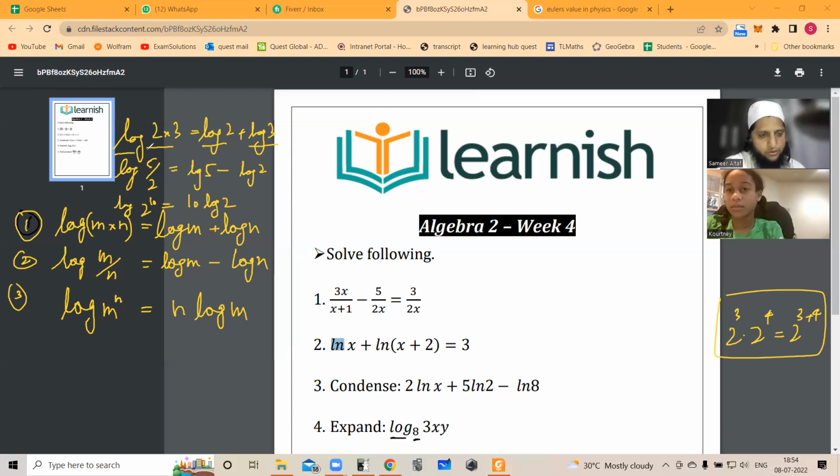The bases will be the same, we don't discuss the bases here. We can have the same base like 10 or 2 or E or whatever you take. Okay. So these are the 3 rules which you need to apply. Log of m times n is log m plus log n. Log of m divided by n is log m minus log n. And log of m raised to the power n is n times log m.